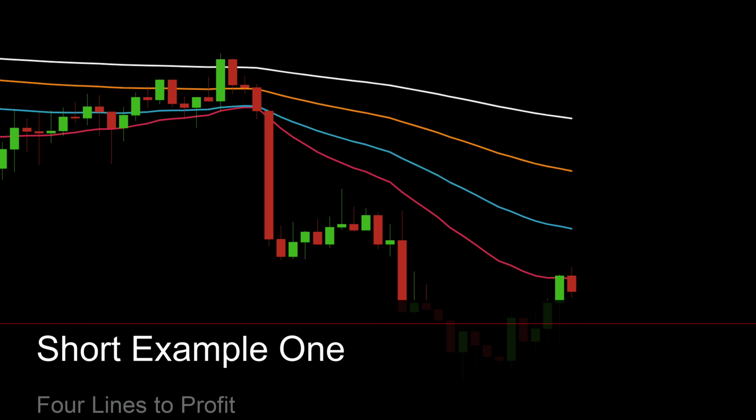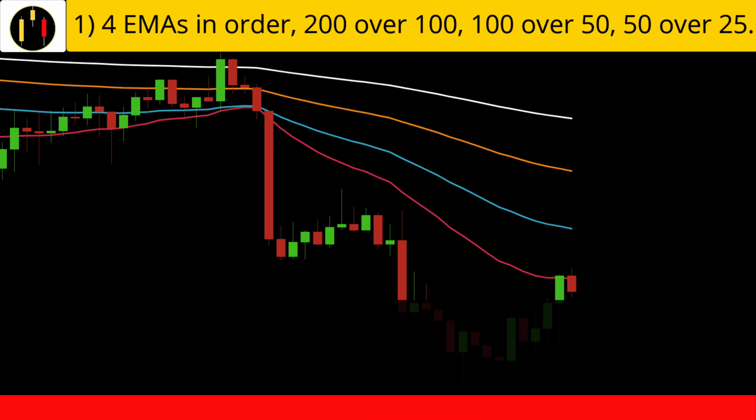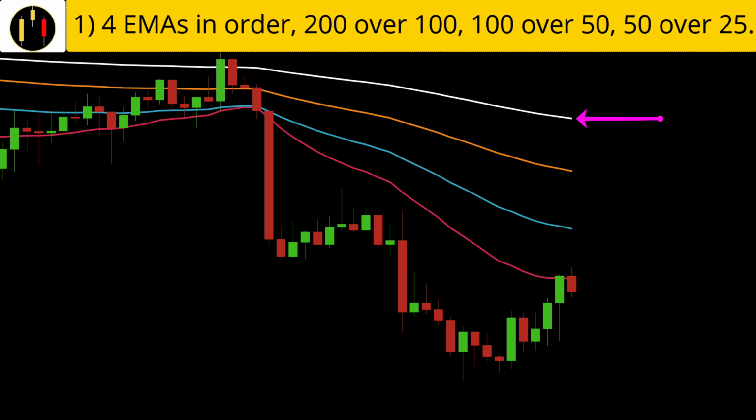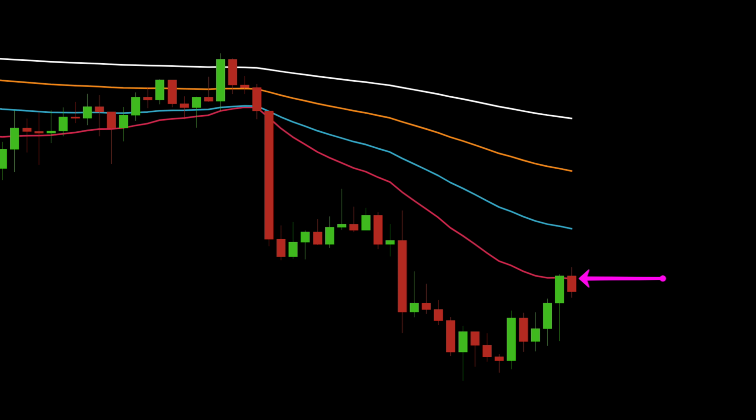This is what I will test for shorts. First, the EMAs are spread out in order. The 200 at the top, below the 200 is the 100 in orange, below that is the 50 in aqua, and the bottom EMA is the 25 in pink.